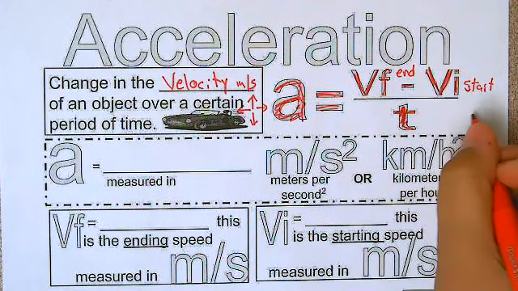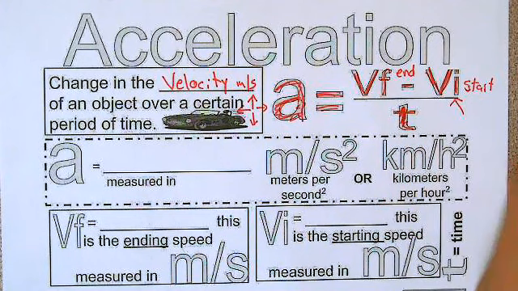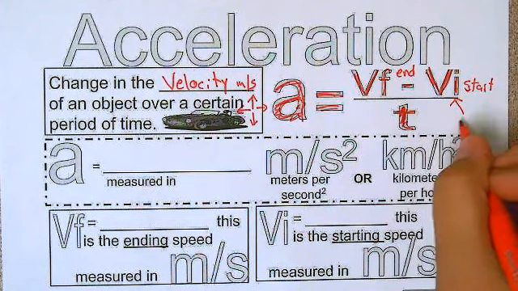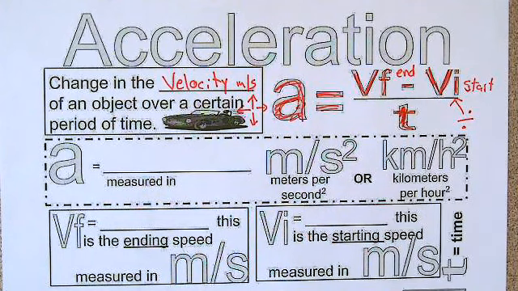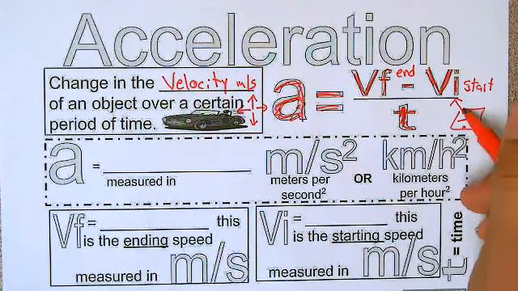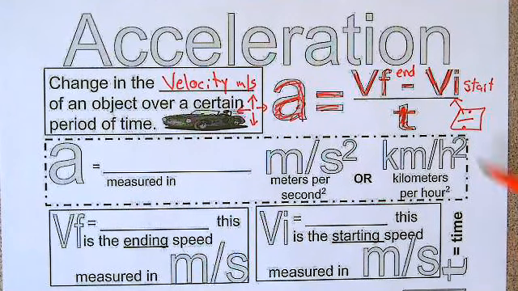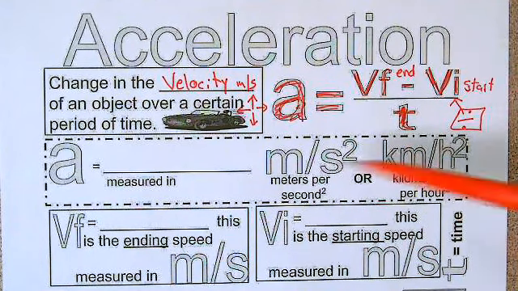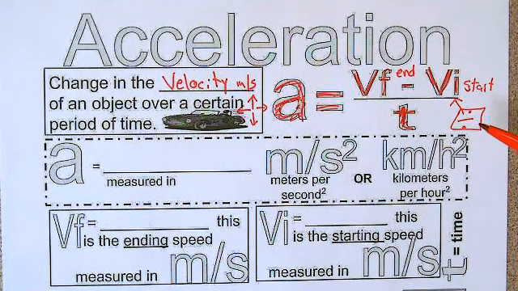Okay, a lot of people are struggling maybe just with the format here. So this line does mean divide. So when you're putting this into your calculator, you're going to hit that divide button anytime you see that line. Okay, so we're going to do the final velocity minus the initial velocity first, hit enter, get that answer, then hit the divide button and put your time in there. Okay, so that's how this formula works.